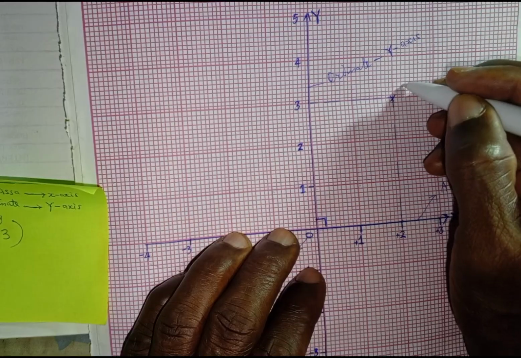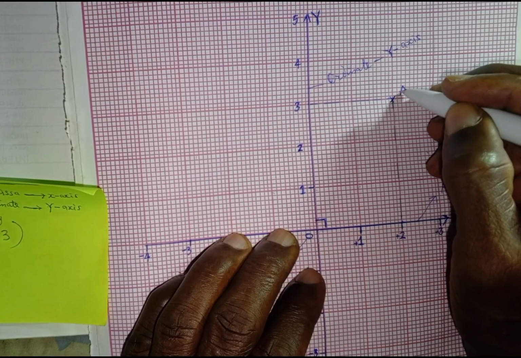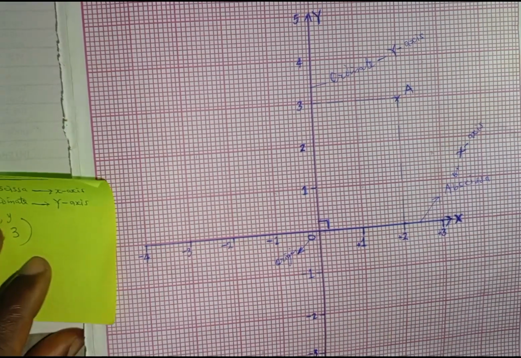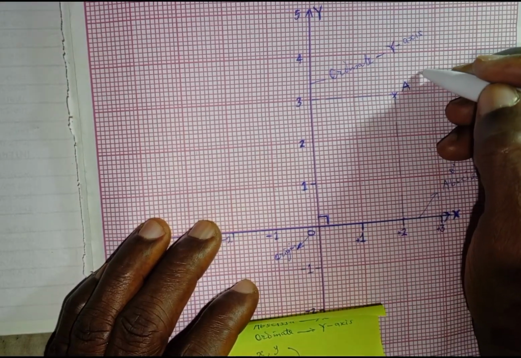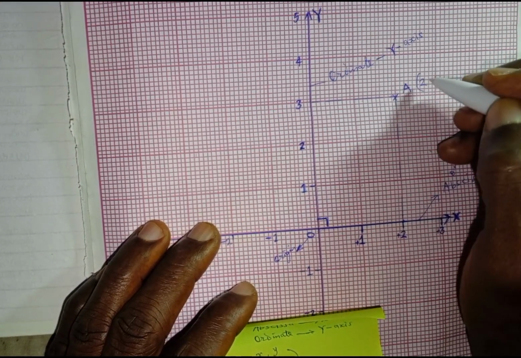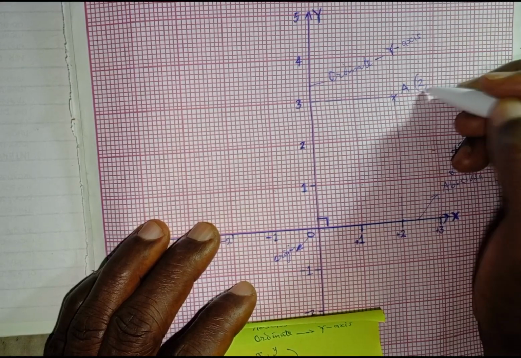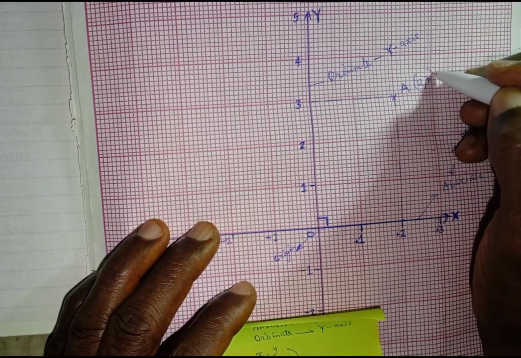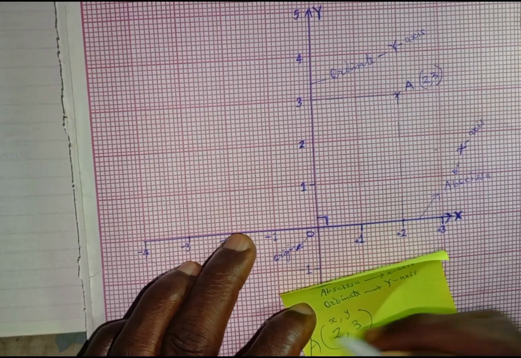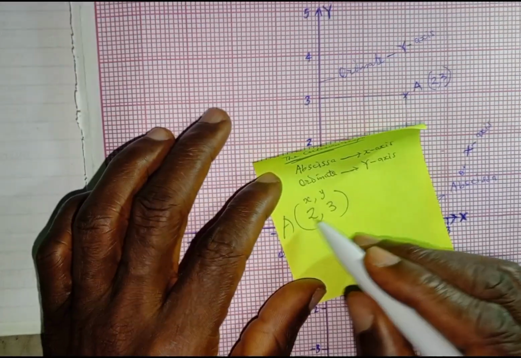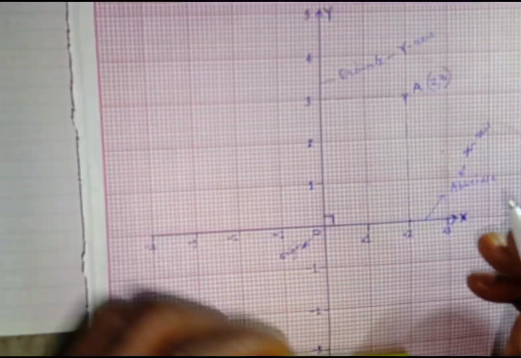Let's call this point A. For us to successfully write point A, we write it in this form: 2, 3. These are the coordinates of point A. Our point A is 2 and 3.